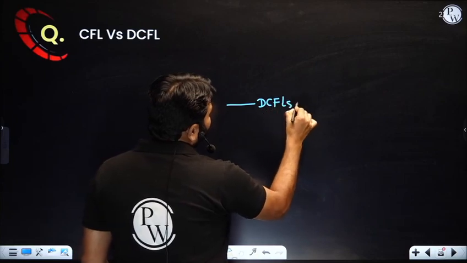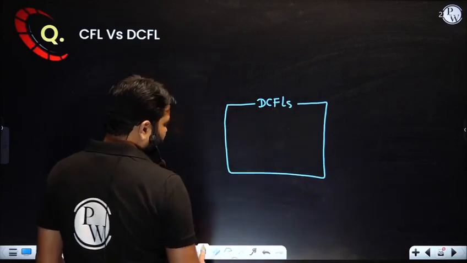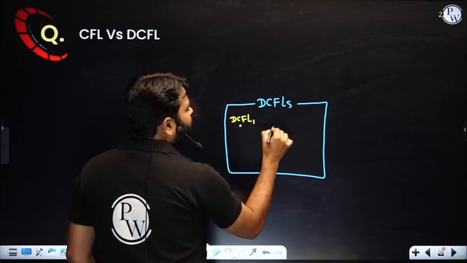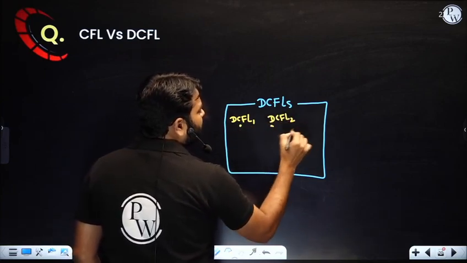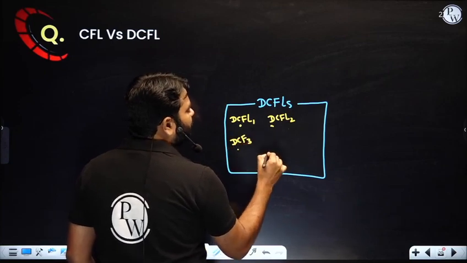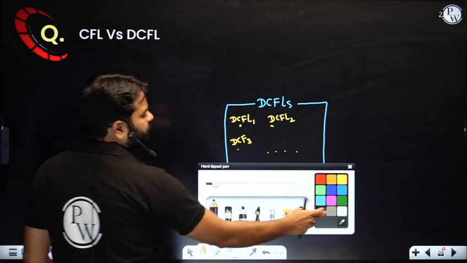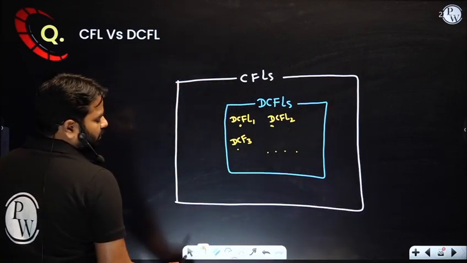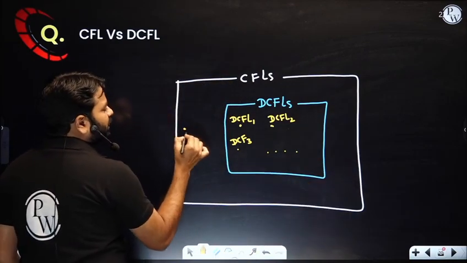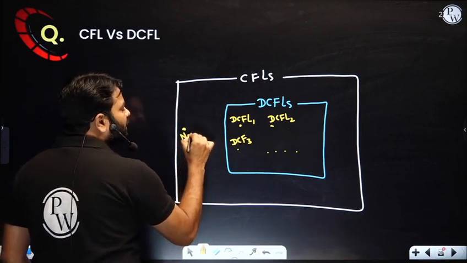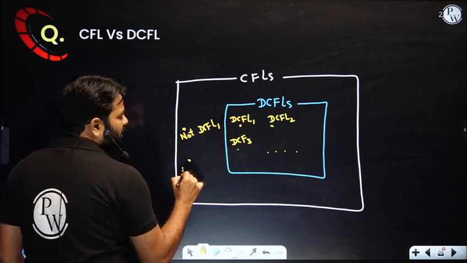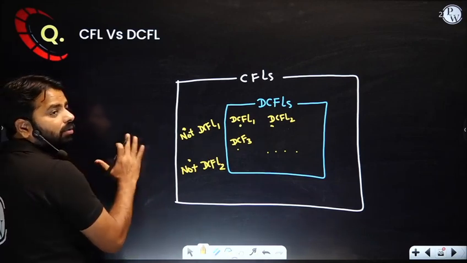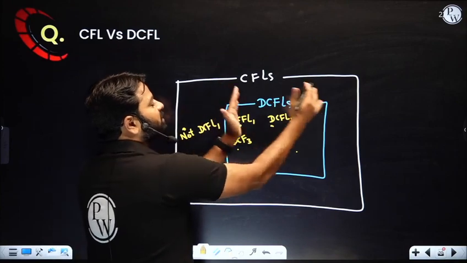These are DCFLs. All the languages here, you have something like DCFL1, some language DCFL2, some language DCFL3, likewise you have infinite DCFLs, right? Here you have so many, all CFLs here, but within this, even though both are CFLs, this is not DCFL1, let's say this is not DCFL2. There are other not DCFLs outside that I'm not going to talk about. I'm only talking about those not DCFLs which are inside CFLs.